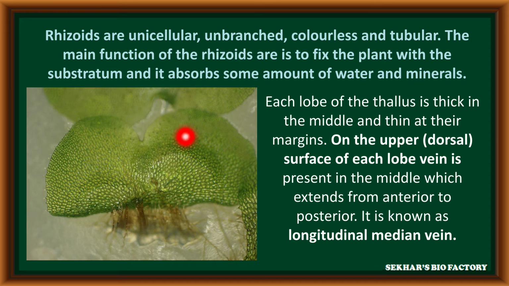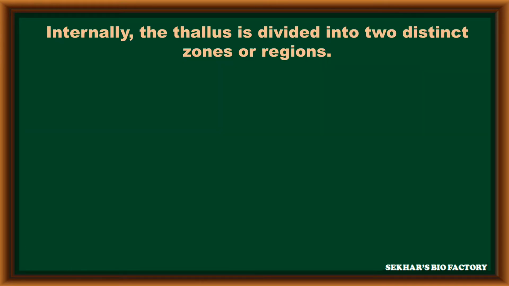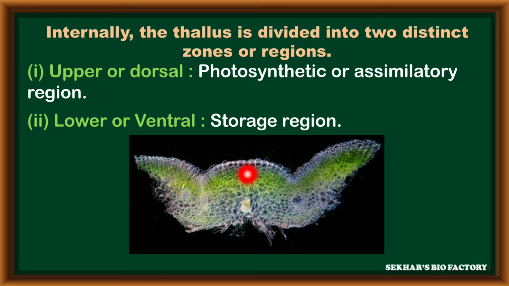Each lobe of its thallus is thick at the middle portion and thin at the marginal portion. On the upper or dorsal surface of each lobe, a vein is present in the middle portion which extends from anterior to posterior. It is called the longitudinal midvein or median vein. The internal structure of the thallus is divided into two distinct zones. The first zone is the upper or dorsal zone, which is photosynthetic or assimilatory in function. The lower or ventral region is the storage region; it can store food materials.